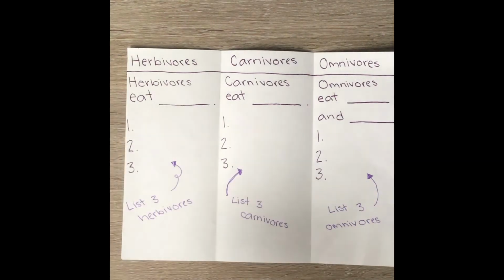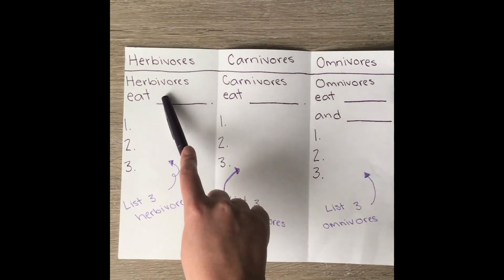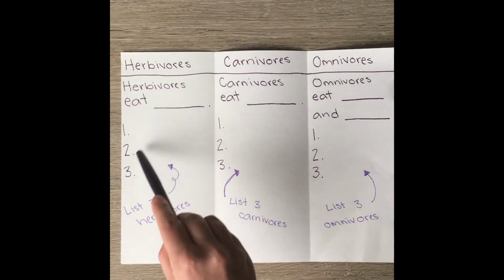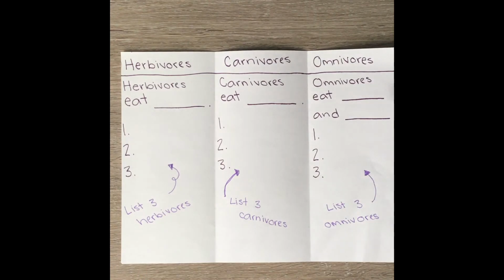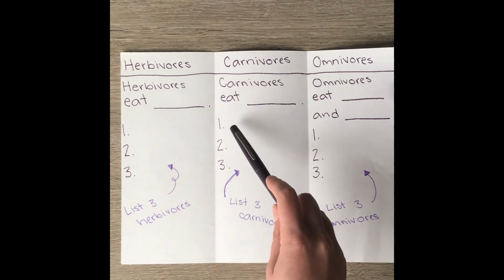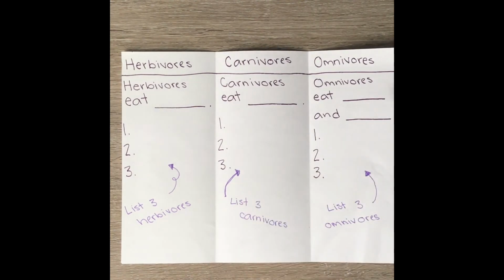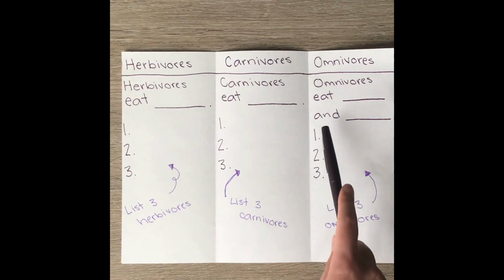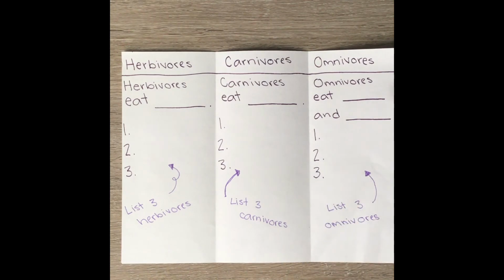So, in these 3 spots, I want you to list animals that go in each category. So, for example, under herbivores, we know herbivores eat plants. I want you to list 3 animals that only eat plants. Carnivores eat animals, so we're going to list 3 animals that eat other animals. Finally, omnivores eat plants and animals. So I want you to write down 3 animals that eat both plants and animals.